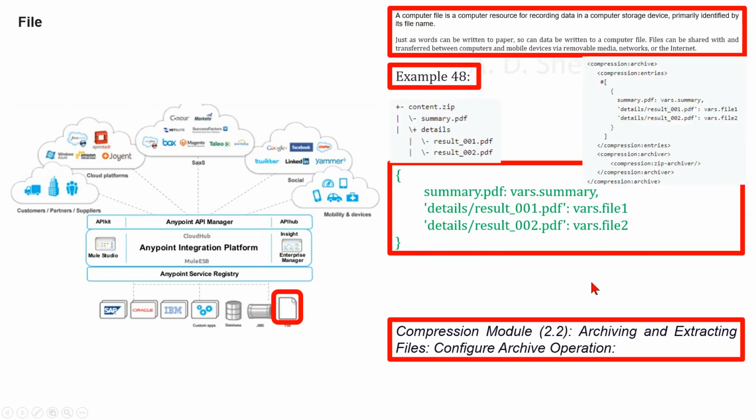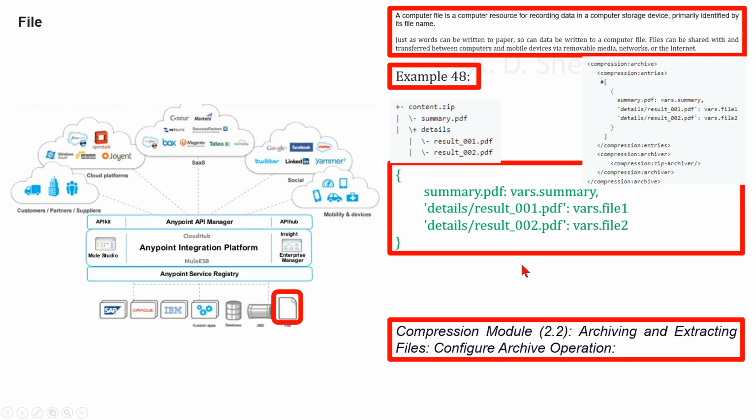Here you can see how to configure the Archive operation in Archiving and Extracting Files in Compression Module 2.2. Given an input stream payload, the Archive operation enables you to compress all the payload entries into a new archive file in the zip format. The operation receives a map and then identifies the values to compress. Then the operation receives an entry which is placed inside the compressed archive file with the entry name you provide, in the DataWeave compression.